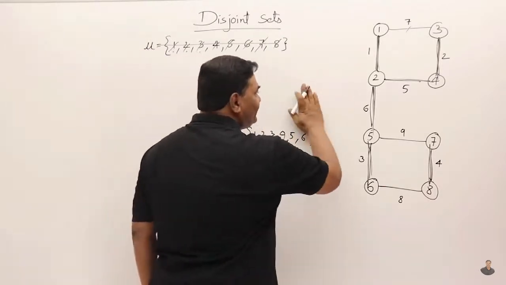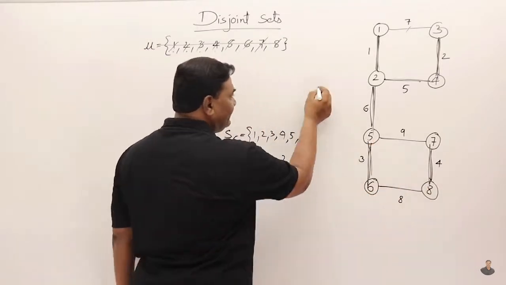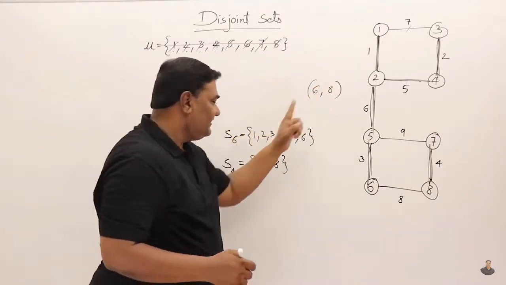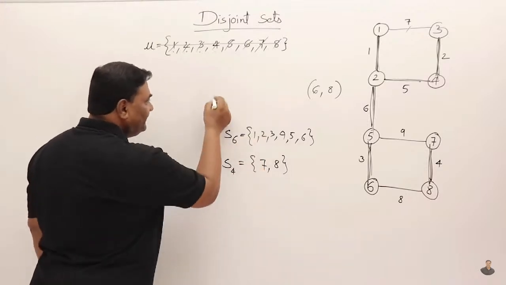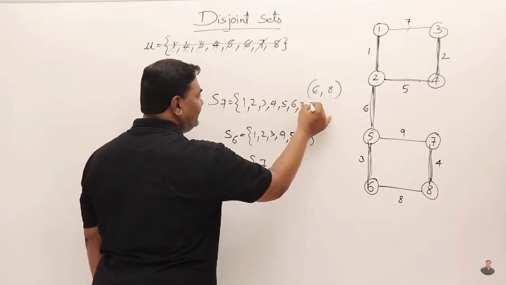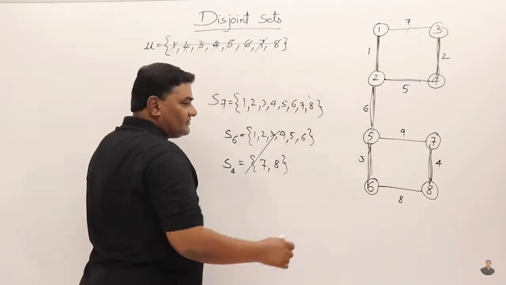Let us continue. After that 7th edge, the 8th one is this one, 6 and 8. Let us see, find 6. 6 belongs here. Find 8, 8 belongs to this one. So they are in different sets. Perform union. Now we'll get the 7th set. And what is that? 1, 2, 3, 4, 5, 6 from this set, and 7, 8 from this set. So these two are gone, and this is also included.